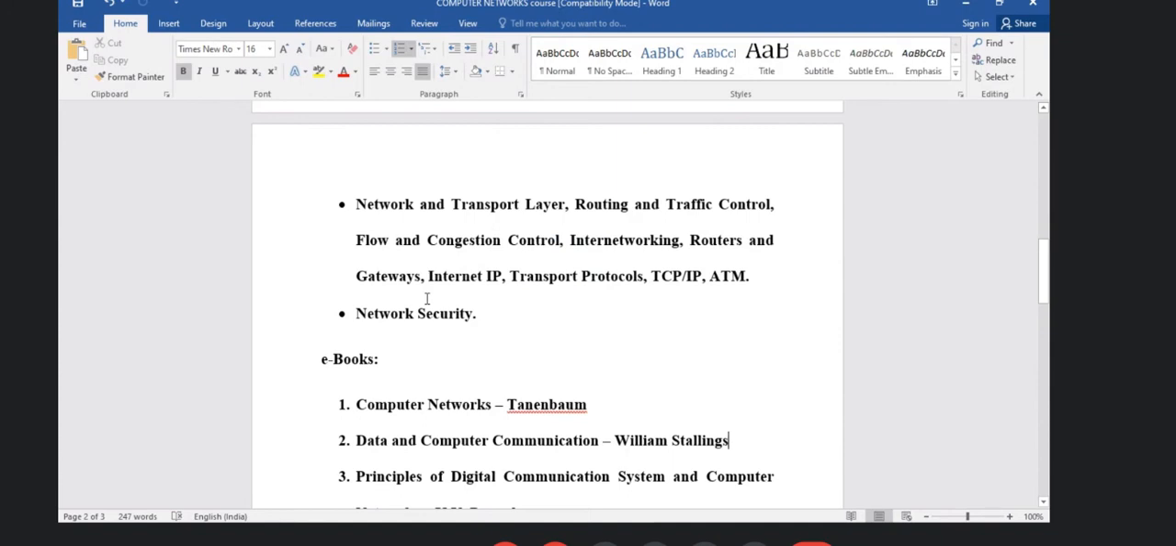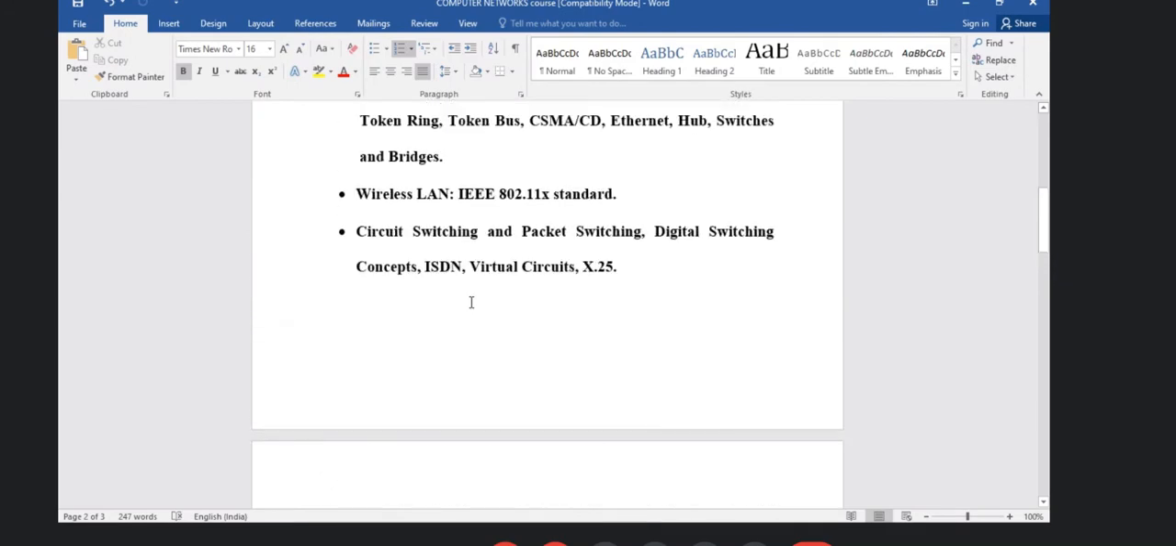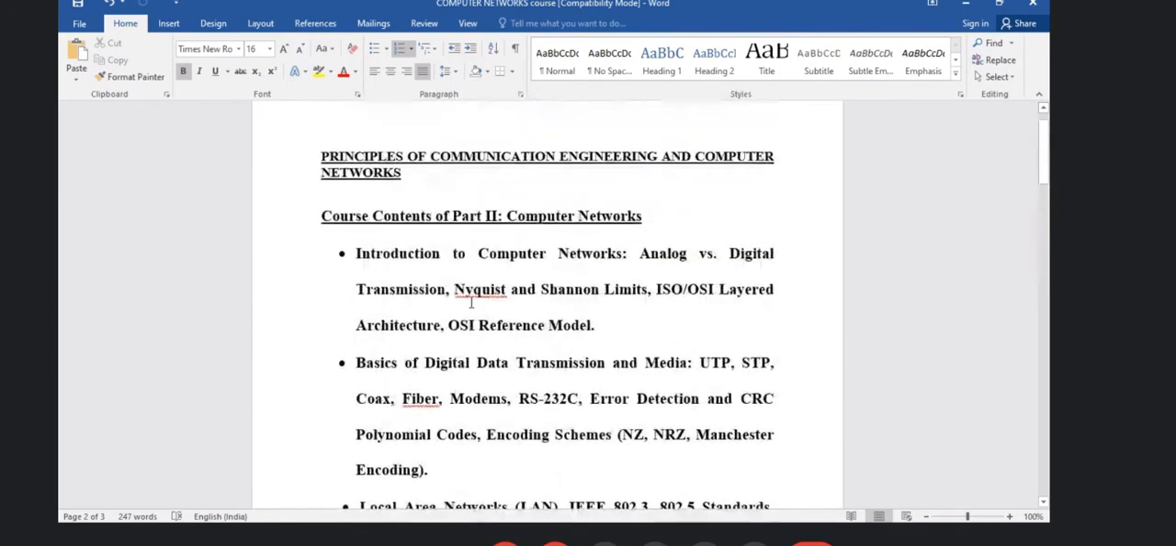When we are going to send information through the network, our main aim is how could we secure our data? There are several techniques to secure our data during transmission through the channel. That falls under network security. So this is all about the syllabus of Principles of Communication Engineering and Computer Networks, Part 2.